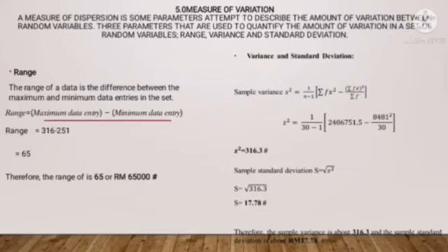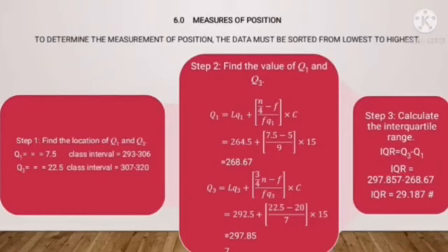The standard deviation is obtained by taking the positive square root of the variance. The standard deviation for our data is the square root of 316.3, equal to 17.78. Therefore, the sample variance is about 316.3 and the sample standard deviation is about 17.78 ringgit. Next, we move to 6.0, measure of position.